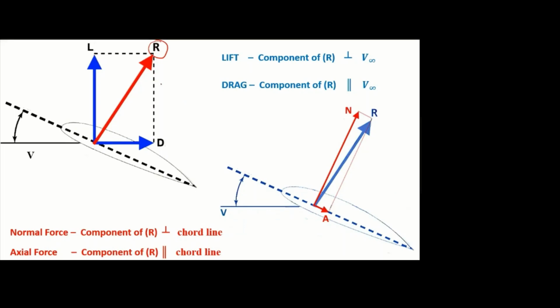Then for our convenience, we are resolving that resultant force into lift and drag, or normal force and axial force. If you resolve this R with respect to the free stream flow velocity, that is called lift and drag. Lift will be normal to the free stream flow direction, drag will be parallel to the free stream flow direction. Is that clear?